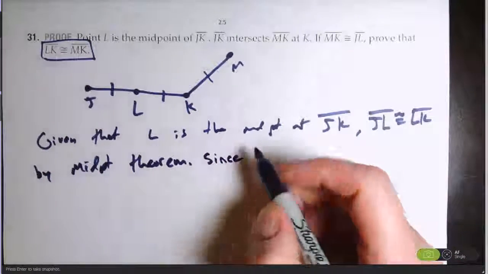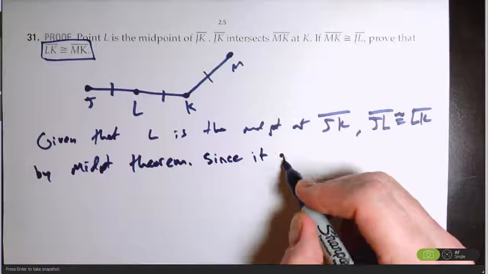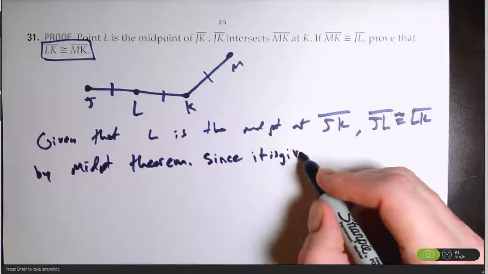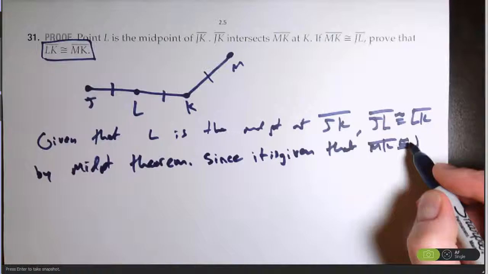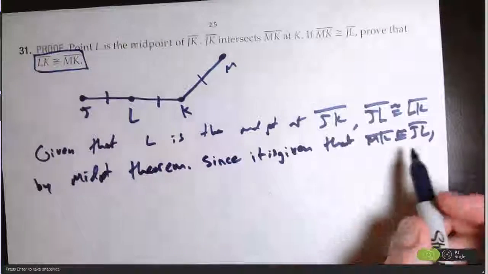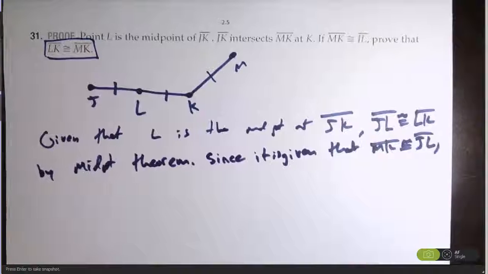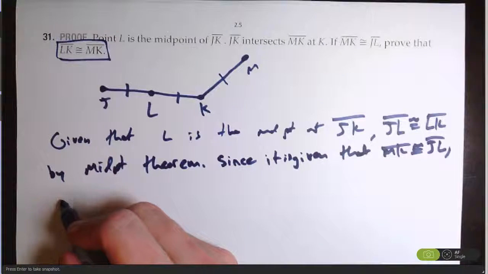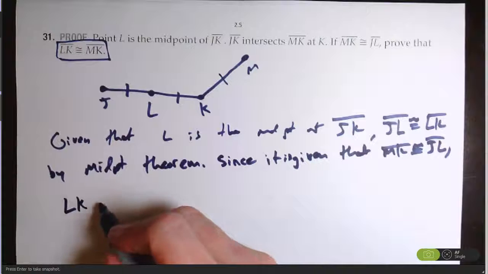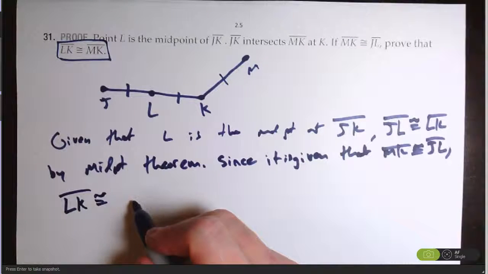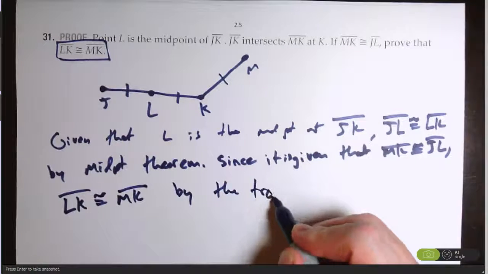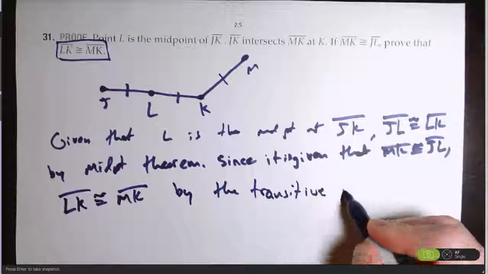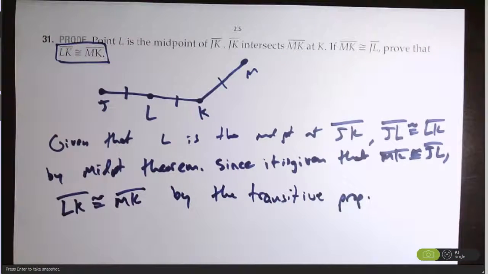Okay. Next, since it is given that MK is congruent to JL, we also know, okay, and this is the part where the new math comes into play, LK has to be congruent to MK by the transitive property. That was one of our properties earlier on in section 2.4 we haven't talked about since then.